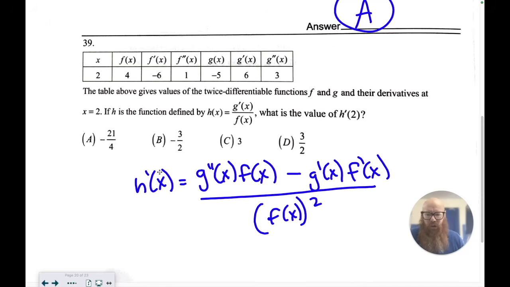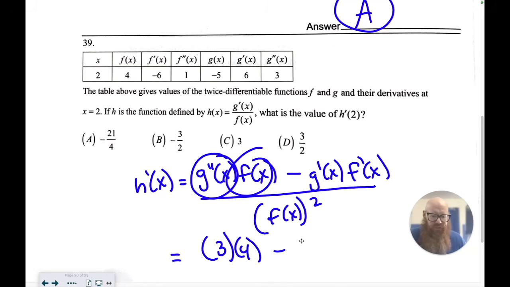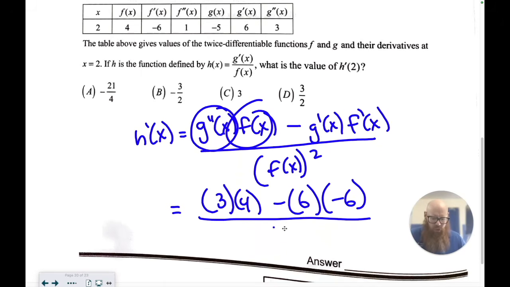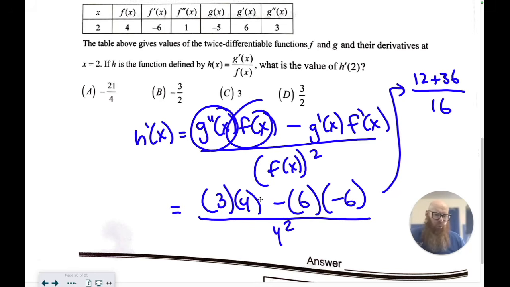So I could plug in 2 here and do the correct notation, but again, we're trying to do this as quickly as possible. So g double prime of 2 is 3, f of 2 is 4, g prime of 2 is 6, f prime of 2 is negative 6, all over f of 2, which is 4 squared. Okay, so I'm just getting 12 plus 36 over 16, which is 48 over 16, which is 3, choice C.